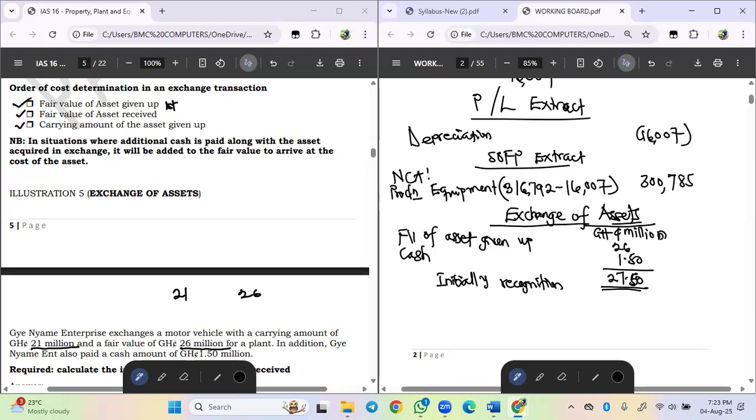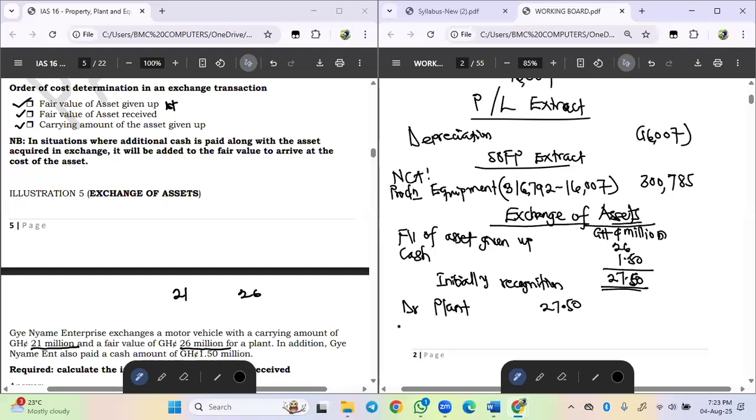You are acquiring a plant, but you give up a motor vehicle. And that motor vehicle, the fair value was 26 million. You paid extra cash of 1.5 million. In all, the plant that you are acquiring will be measured at what? 27.5 million. So the double entry you are going to do is what? You are going to debit the plant, and the amount will be 27.5. Let's see how the credit entry will be.